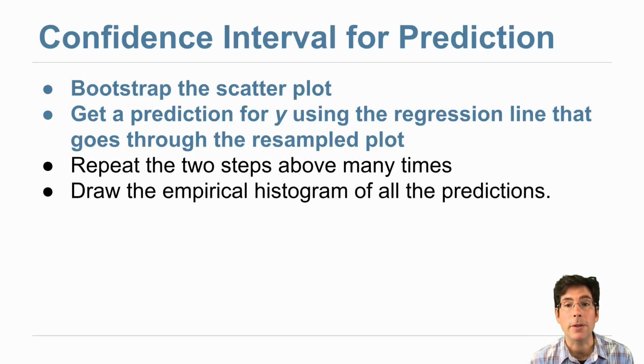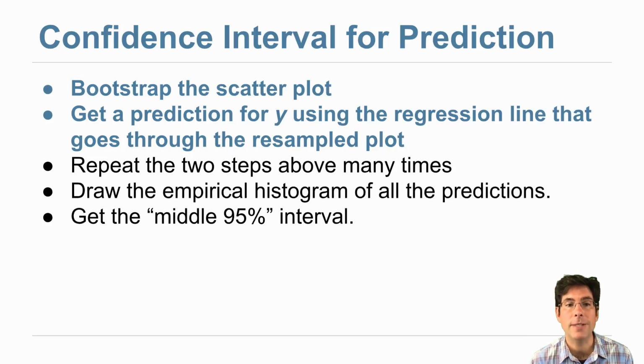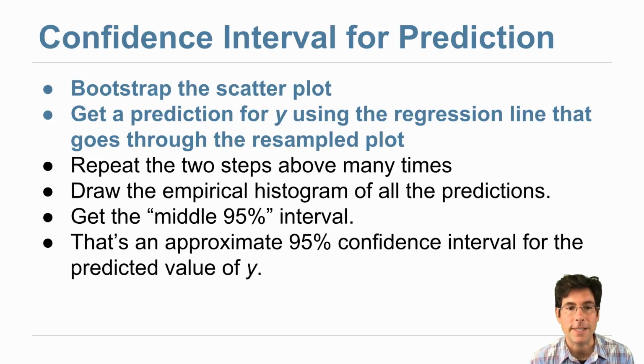We'll draw the empirical histogram of all those predictions. The middle 95% of those will be the confidence interval. That's an approximate 95% confidence interval for the predicted value of y, or restated, a confidence interval around the height of the true line at that point x.